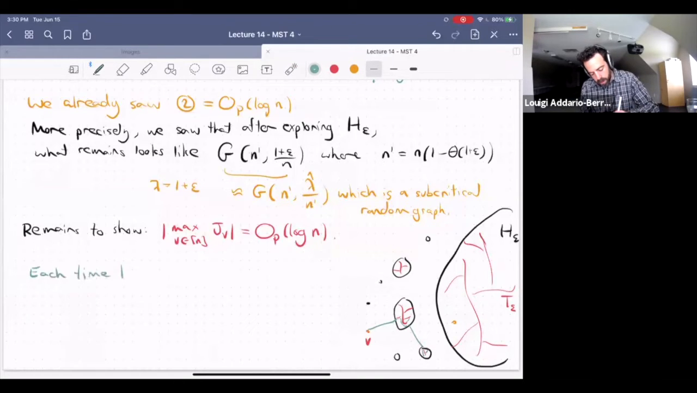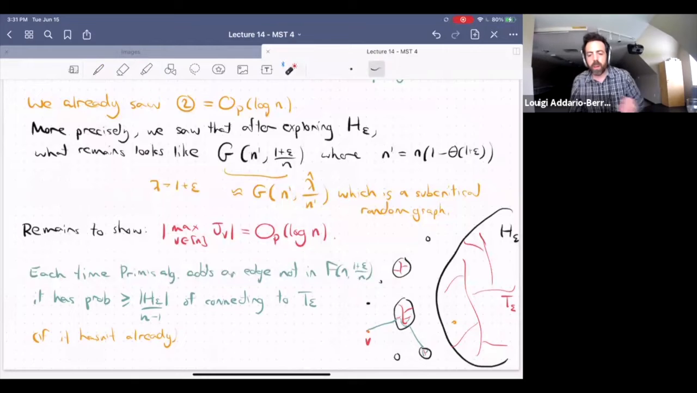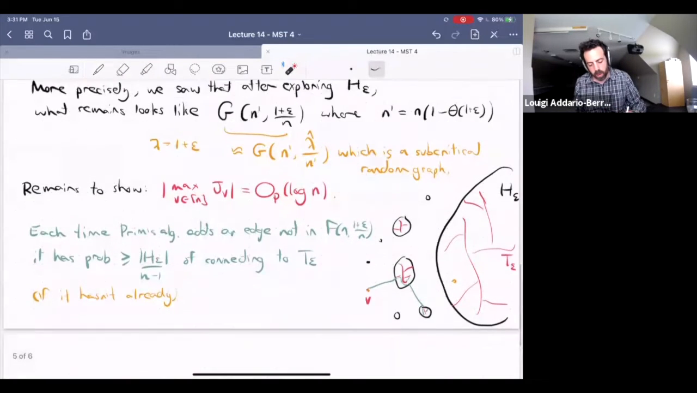So each time Prim's algorithm adds an edge not in F_n^{1+epsilon/n}, it has probability at least H epsilon over n minus 1 of connecting to T epsilon, if it hasn't already. And that's just because, although where it connects from might not be uniformly random over the tree that's built so far, where it connects to is always uniformly random over what remains to be connected.